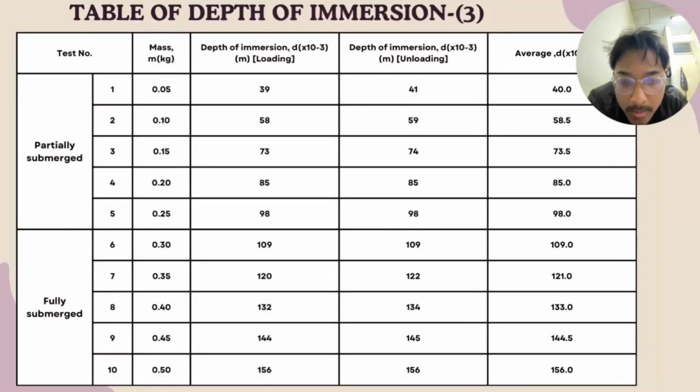Alright, next, this is the table of depth of immersion, the result from the experiment we got. We have the depth of immersion for the loading process and for the unloading process. We use the unit meter, and we convert it into meter. So we have partially submerged and fully submerged, and we calculate the average of loading and unloading here.